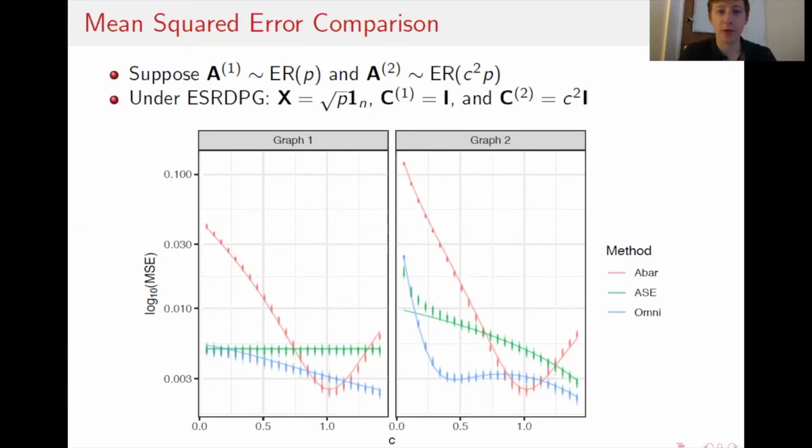So after viewing the results of this simulation, our goal became to establish this bias variance trade-off for these different embedding techniques. So there exist techniques in the literature that allowed us to establish the bias and asymptotic variance of the A-bar and ASE estimators, but no such work had been done on the joint embedding for the omnibus embedding of non-identically distributed graphs. So that became the focus of our work and is the topic of our main results.